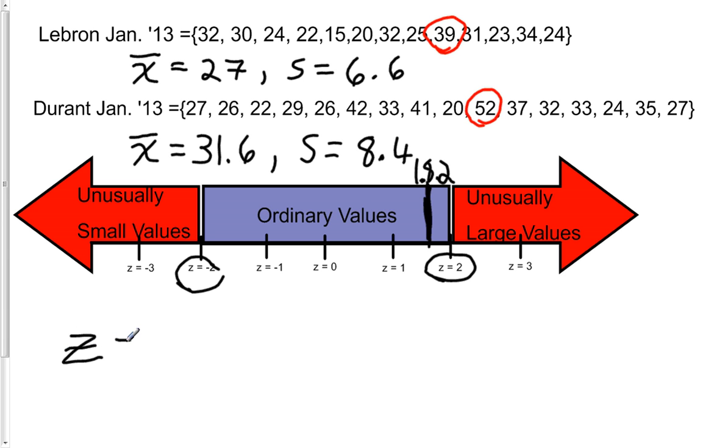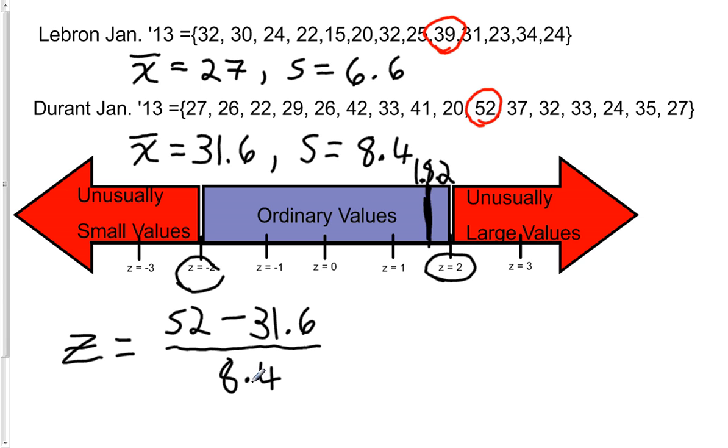The z-score is going to be, first we calculate the deviation, which is 52 minus his average for that month, 31.6. Then we divide that answer for the deviation by his standard deviation, which is 8.4. Let's see what we get there.